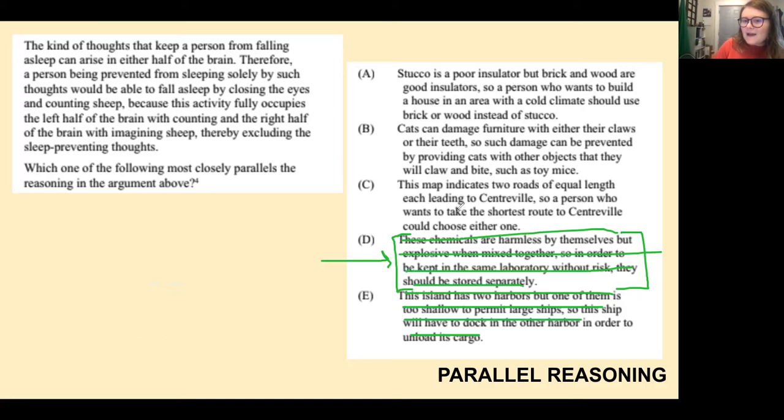C says, this map indicates two roads of equal length, each leading to C, so a person who wants to take the shortest route to C could choose either one. All right, let's go ahead and come up with an analogous argument to that one.